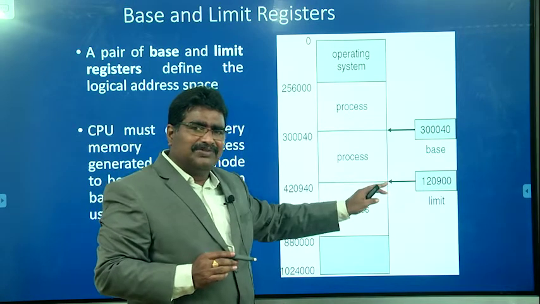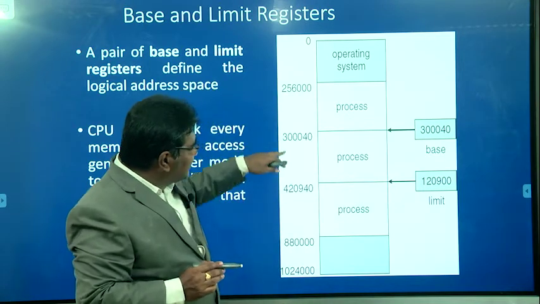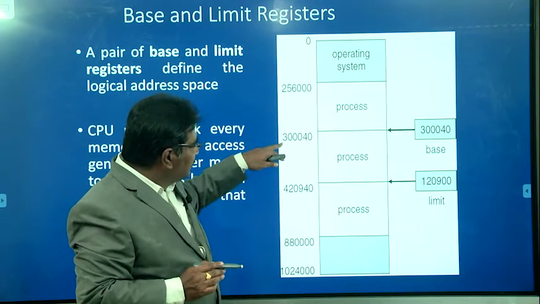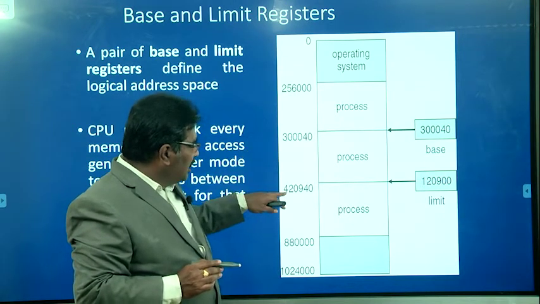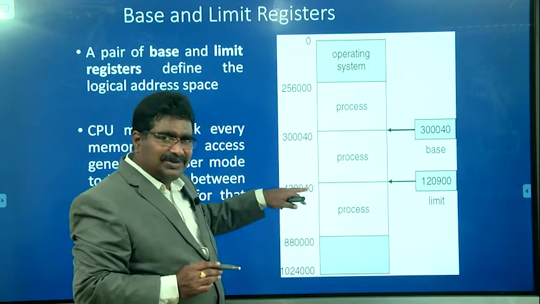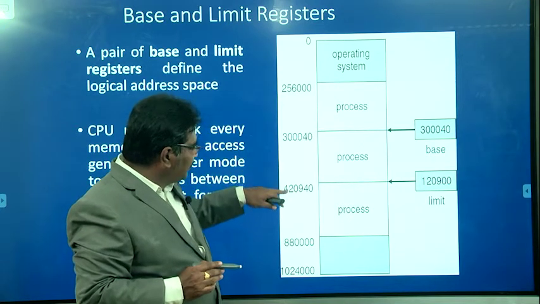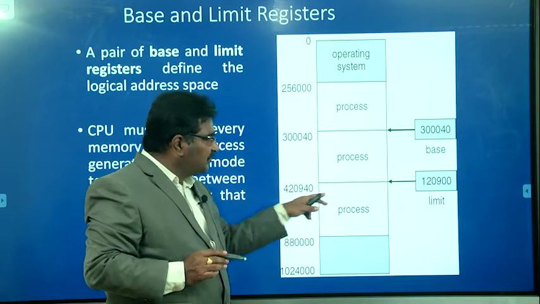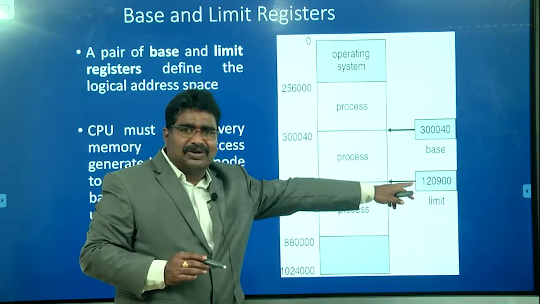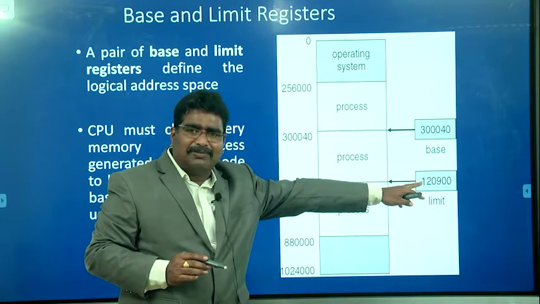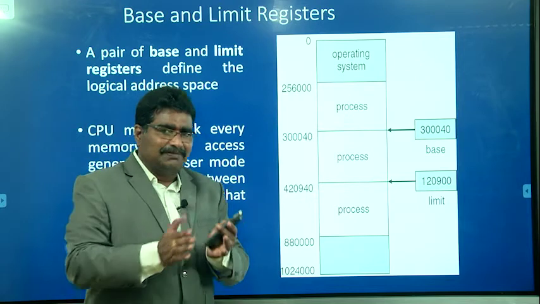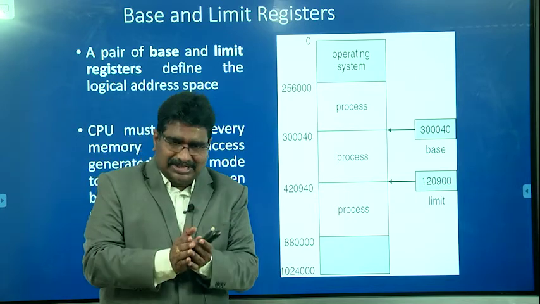And what is the limit value? What is the difference between these two values? For example, here 30040 and 420940. What is the difference? We simply subtract 30040 from 420940. We get the value 120900. So I hope you are able to understand what the base register and the limit register are.